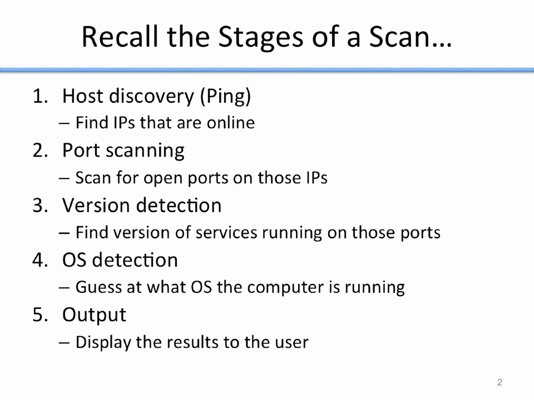So recall the stages of a scan. The first stage is host discovery, or the ping stage, where we find IPs that are online. The second was port scanning, which is where we scan for open ports on those IPs. The third is version detection, where we find versions of services running on those ports. The fourth is OS detection, where we guess at what operating system the computer is running. And the fifth is output, where we format and display the results to the user.